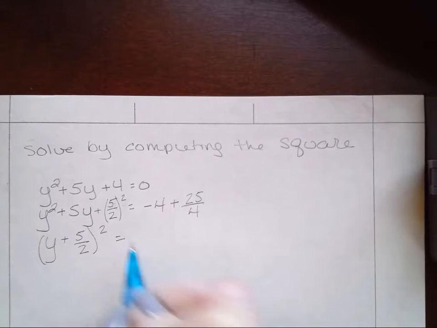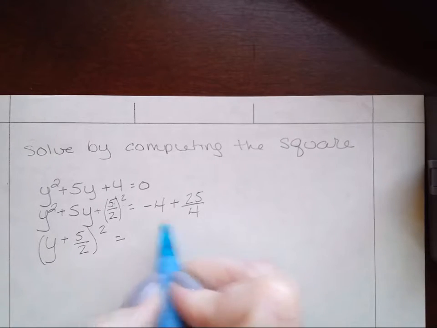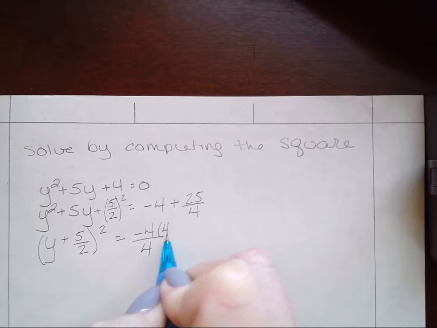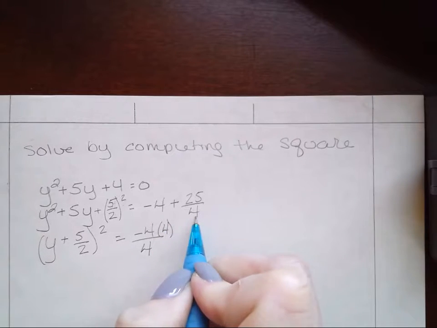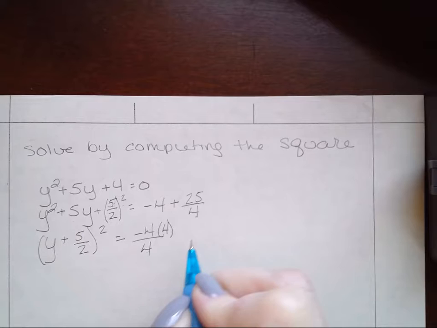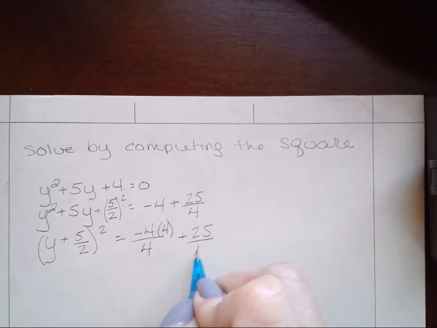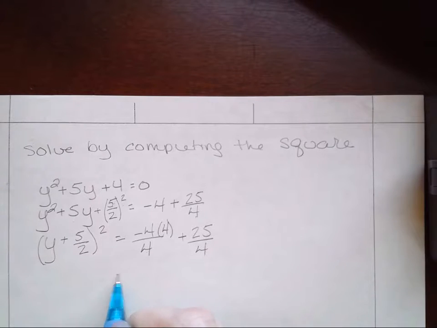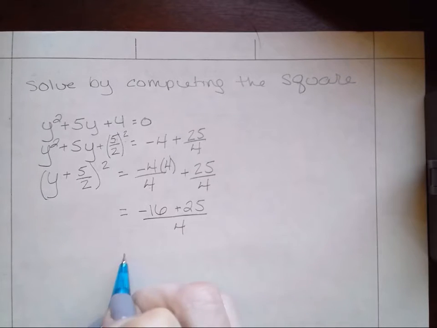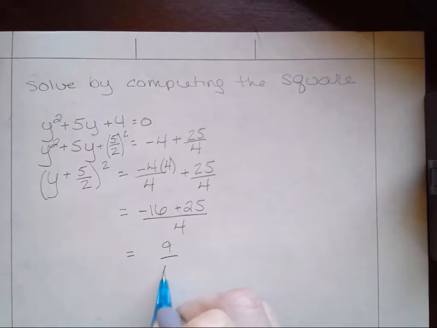On the other side, in order to add these together, we need common denominators. So we have negative 4 times 4. I'm just showing that we need a common denominator of 4. In order to get this, we need to multiply both numerator and denominator of negative 4 by 4, plus 25 fourths. So the right side simplifies to negative 16 plus 25 over 4 when we add them together. Negative 16 plus 25 is equal to 9 over 4.